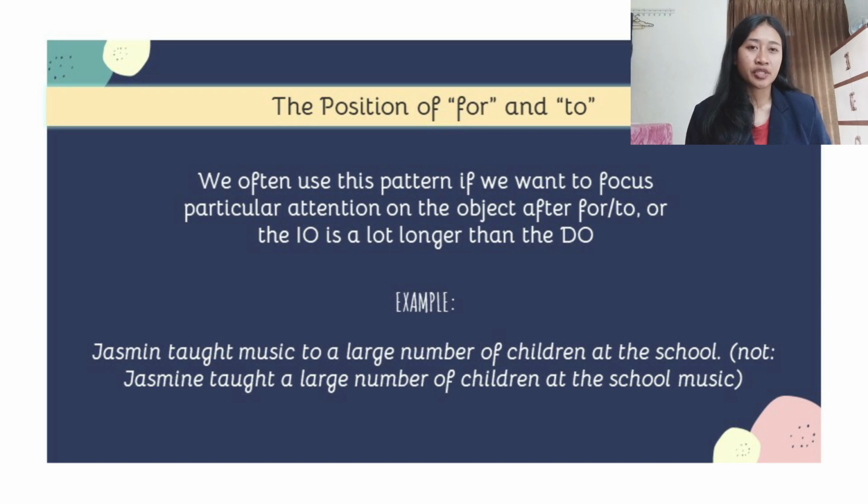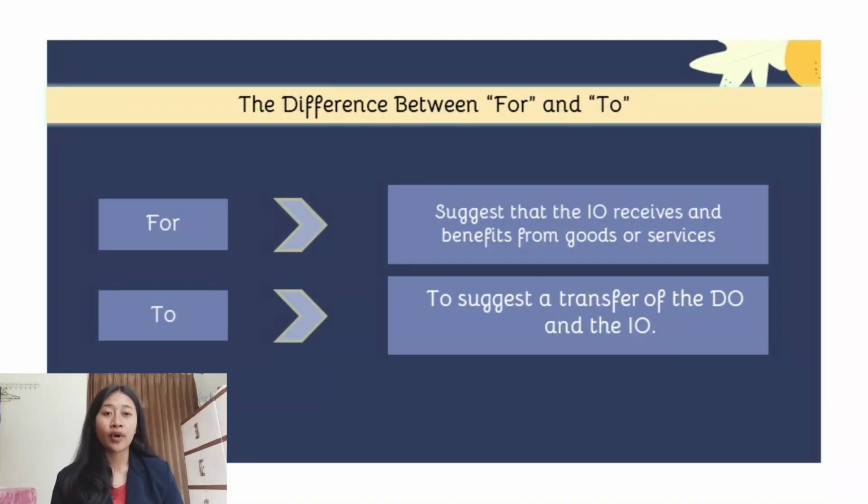We often use this pattern if we want to focus on the object after for and to, or if the indirect object is a lot longer than the direct object. For example, as you can see on the slide, Jasmine taught music to a large number of children at the school. We do not say Jasmine taught a large number of children at the school music. Next is about the difference between for and to.